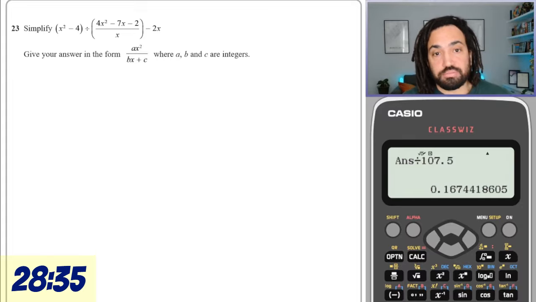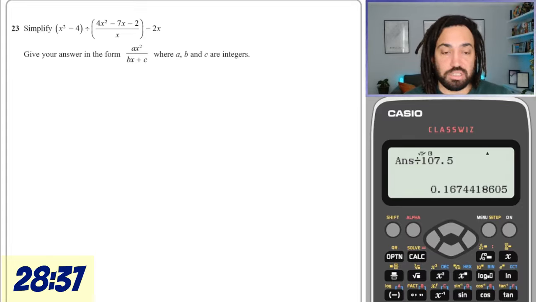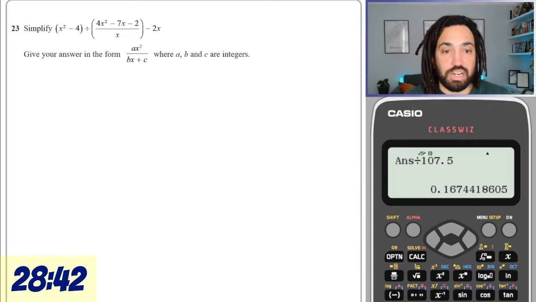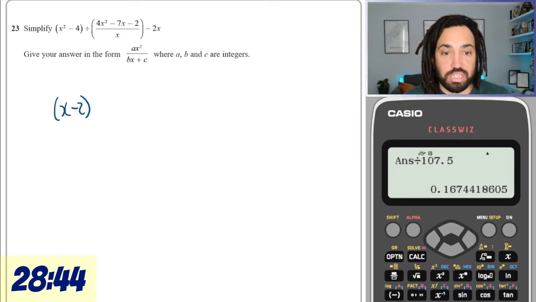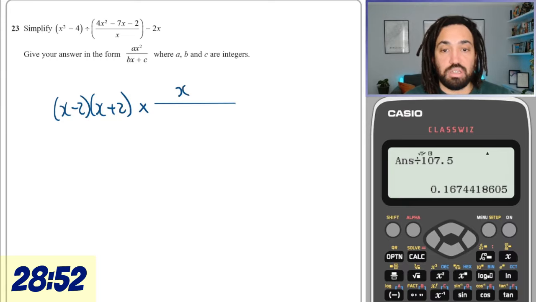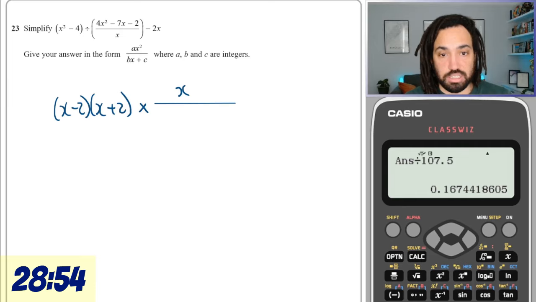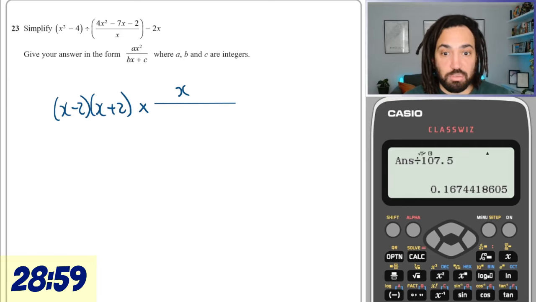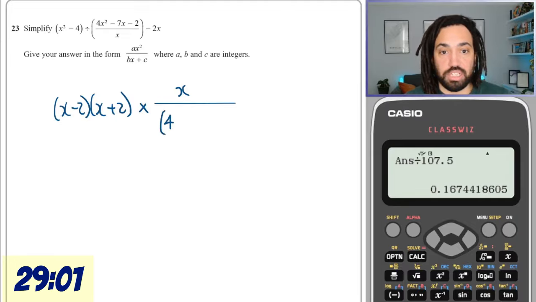Right, BIDMAS tells us that we're going to do the division first. That bracket there we can write as a difference of 2 squares, which I think will be helpful, because it's x squared minus 4. When we do division, we can flip over and multiply, and this needs to be factorized. I suspect that one of the factors will be x plus or minus 2.